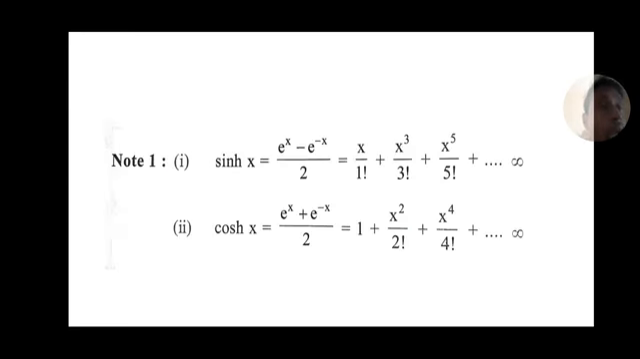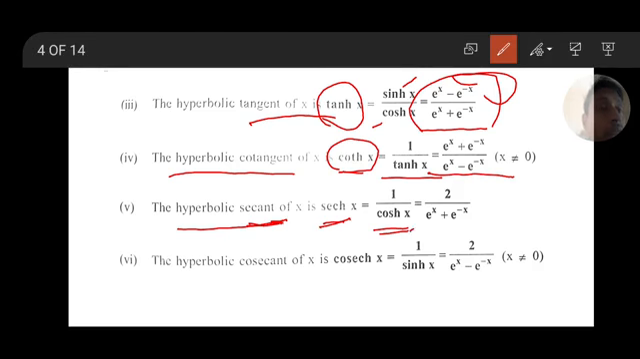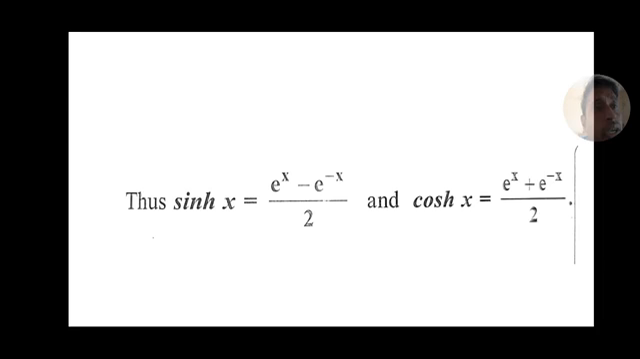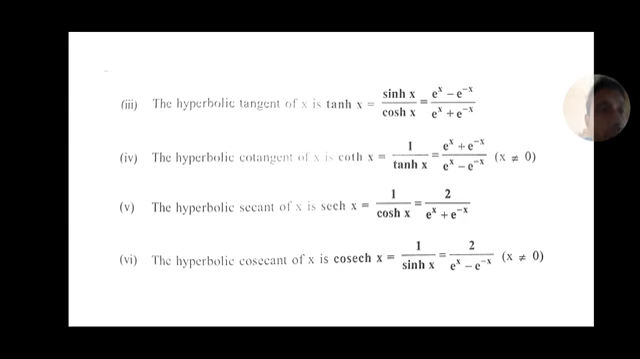Okay, sech x will be 2 by e to the power of x plus e to the power of minus x. The hyperbolic cosecant of x, denoted by cosech x, equals 1 by sinh x, which implies it equals 2 by e to the power of x minus e to the power of minus x. Okay, these 6 are hyperbolic trigonometric functions: sinh x, cosh x, tanh x, coth x, sech x, cosech x.